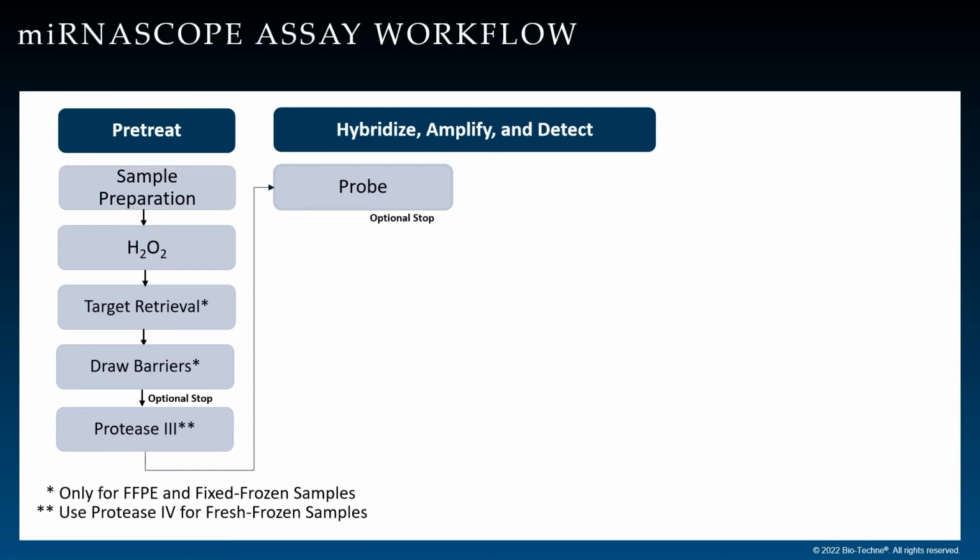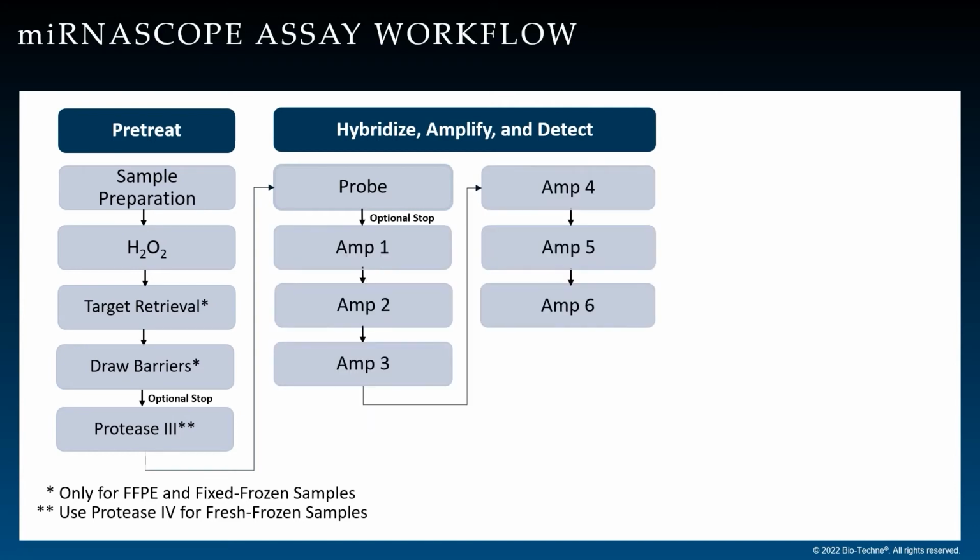After probe hybridization, you have the option to store the slides overnight in 5x SSC at room temperature. This is the last optional stopping point in this assay. 6 AMP steps comprise the signal amplification portion of the miRNAscope protocol. These 6 AMP steps assemble signal amplification trees at the sites of probe hybridization and require use of the HybEZ II oven. Fast red chromogen is developed once the amplification trees are in place.